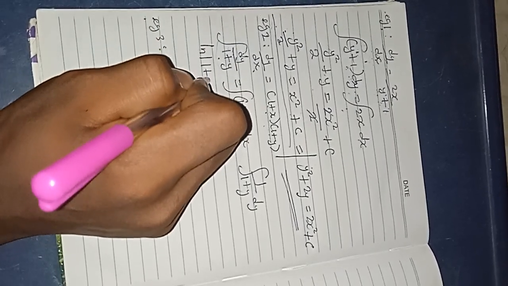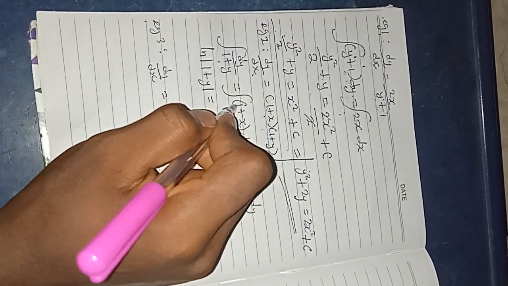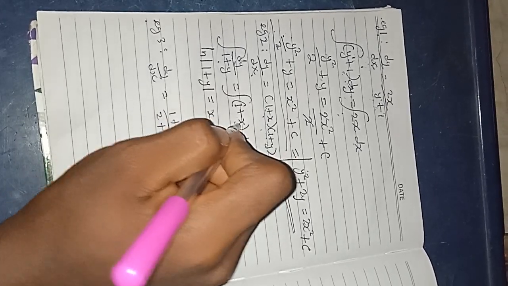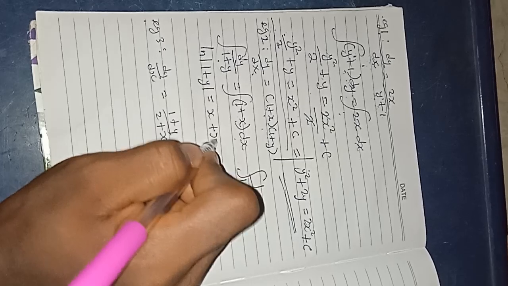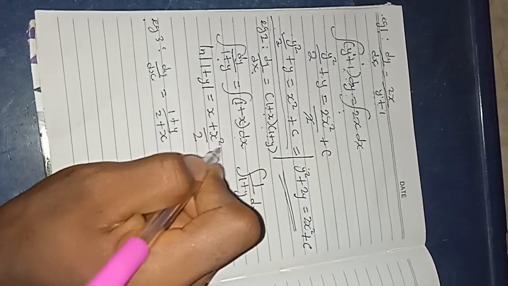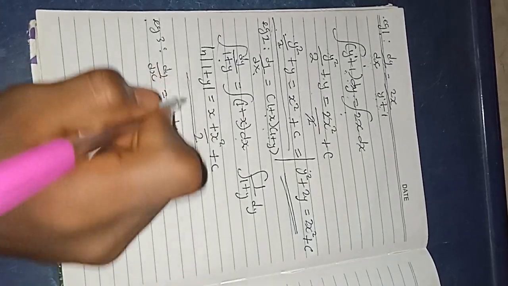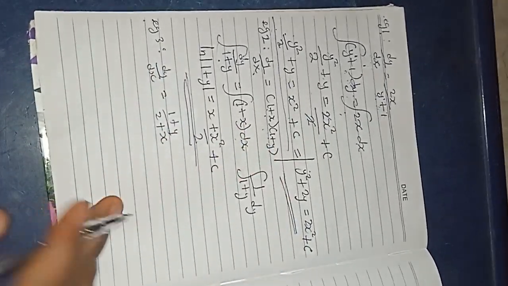of 1 plus y, which is equal to, if you integrate 1 with respect to x, you're going to have x, plus if you integrate x, you're going to have x squared over 2, plus our constant of integration. Therefore, we say this is the general solution to this ordinary differential equation.